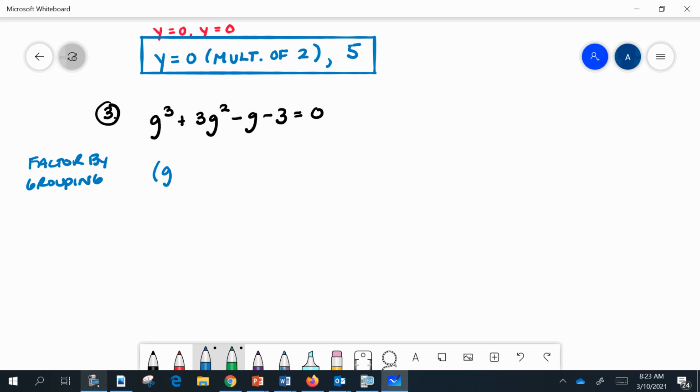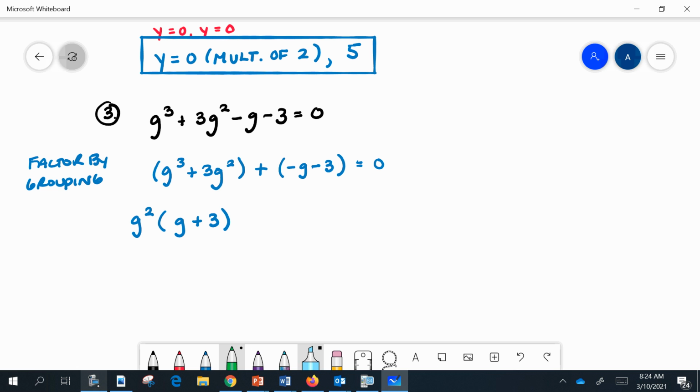The first thing I'm going to do is group the first 2 terms in a parenthesis. When we group the second 2 terms, remember, we always want to have a plus sign connecting our groups. That means the negative g and the negative 3 are going to go into the second group. Then we take out a GCF from each group. The GCF in the first group is going to be g squared, and the result is going to be g plus 3.